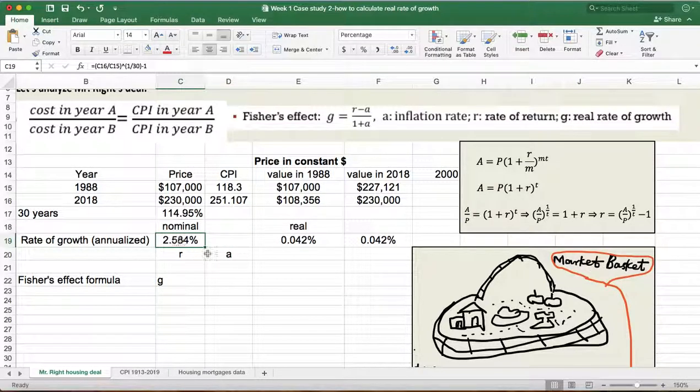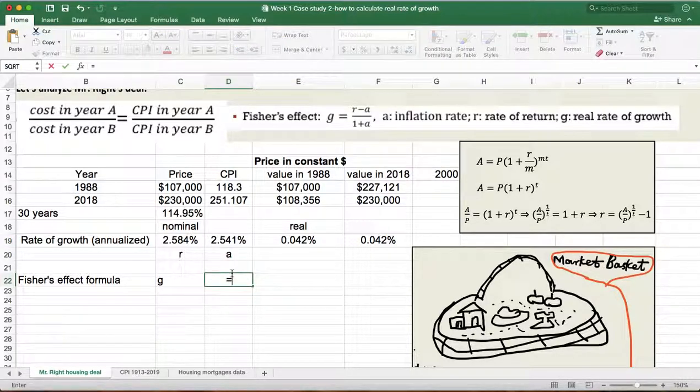you use the same formula here. So I actually don't need to type it. Use the same formula here: the ending CPI, the beginning CPI. We can just drag over here. Oh, this is the annual inflation rate. This is our A. So we just substitute this number, R and A, into the Fisher effect formula: R minus A, close the parenthesis, over 1 plus A, enter. Oh, this is the same.